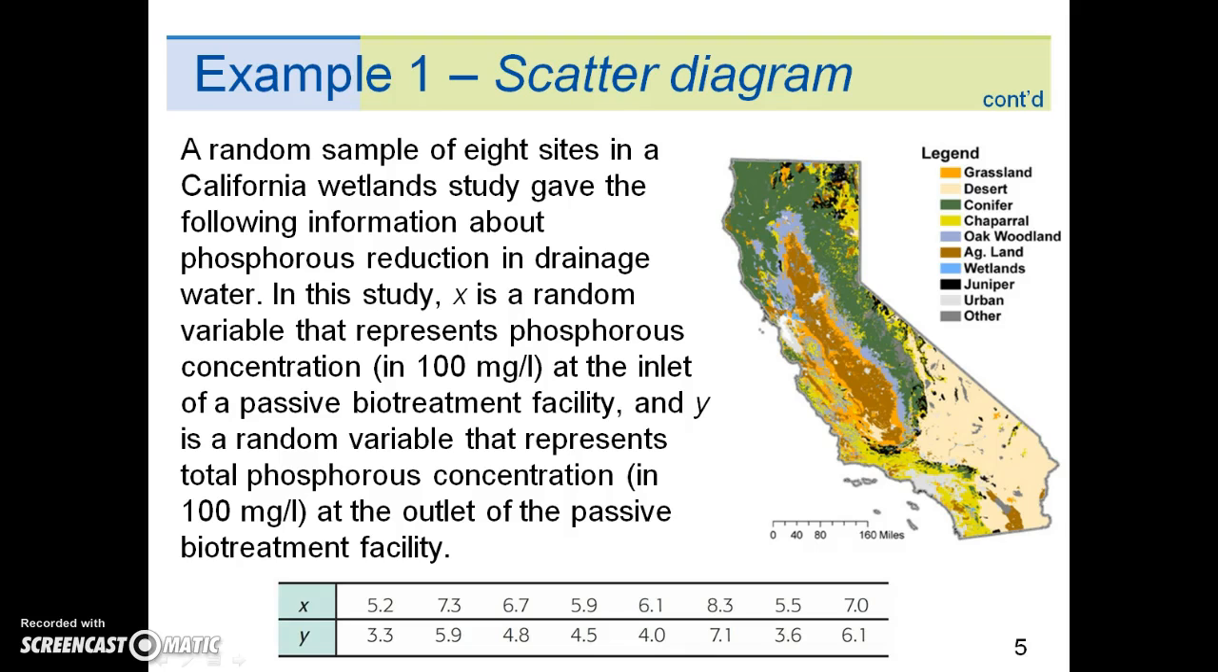A random sample of 8 sites in a California wetland study gave the following information about phosphorus reduction in drainage water. In this study, X is a random variable that represents phosphorus concentration in 100 milligrams per liter at the inlet of a passive biotreatment facility, and Y is a random variable that represents total phosphorus concentration in 100 milligrams per liter at the outlet of the passive biotreatment facility.